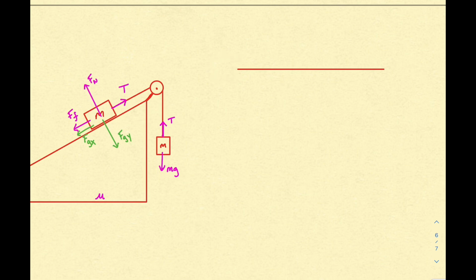Hey, that is not a square or a rectangle. Okay, so here's this M. That'll be corresponding to the one that's on the incline. And then let me just shorten this up a bit. And then I will have this identical mass over here.